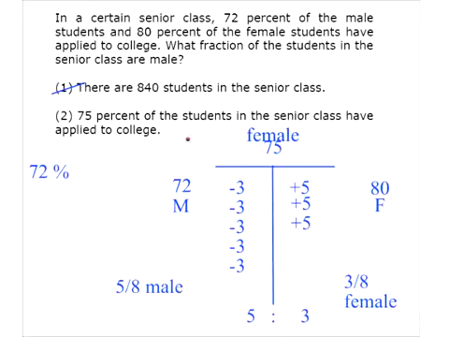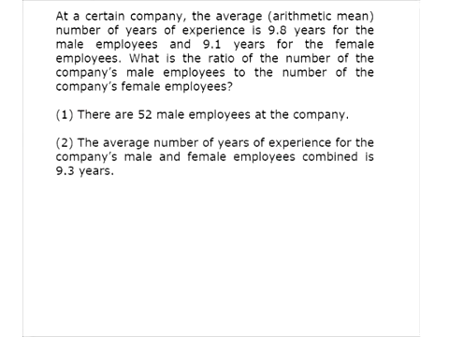I know people were confused with how we put this together. I want to actually just do another one so you can see it. And since we don't really have time, we're going to skip. This is almost the exact same question. Take a second to read it. We've got 9.8 years for males, 9.1 years for females. They want the ratio of males to females. Almost the exact same ingredients.